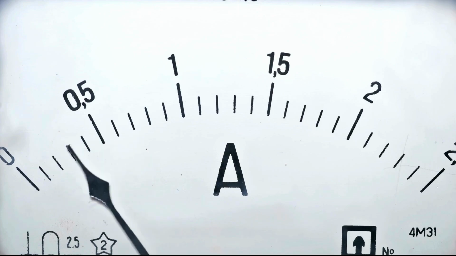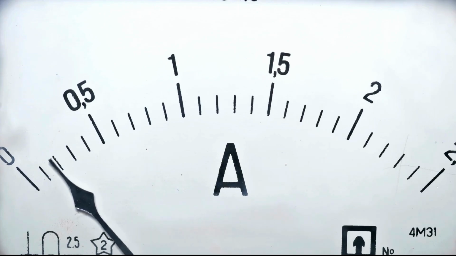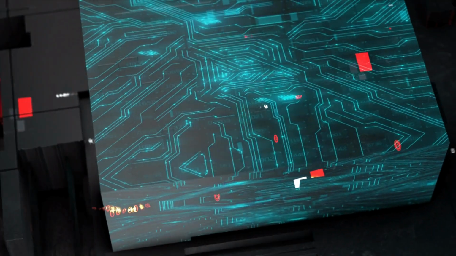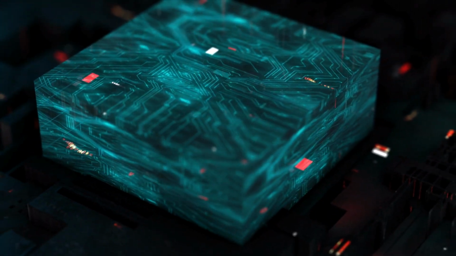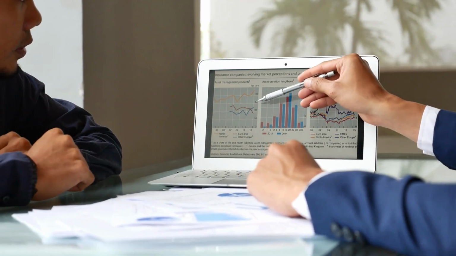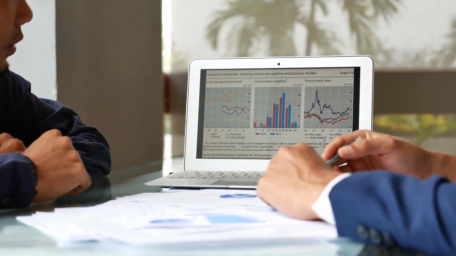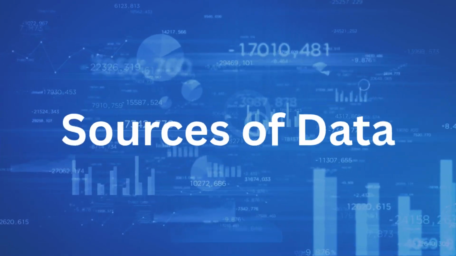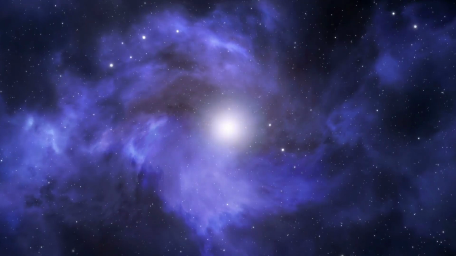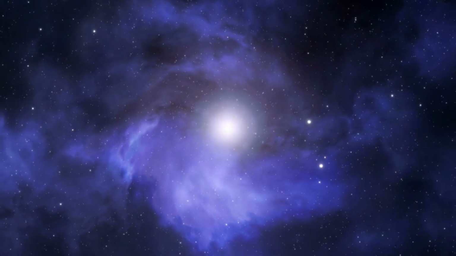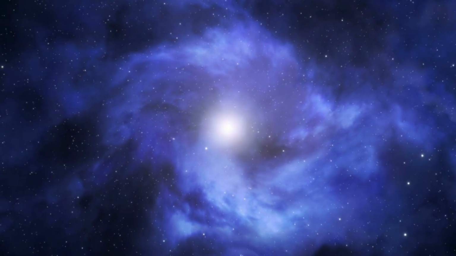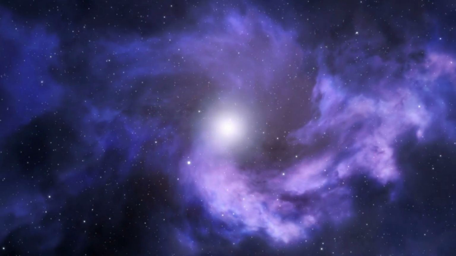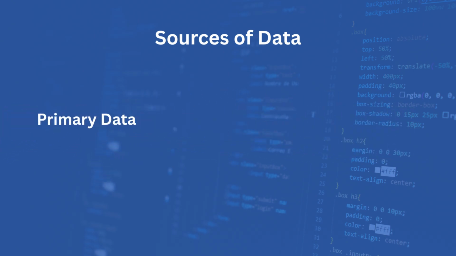Now, the next question arises. We are discussing data. We are going to work with data. We are saying data is a basic entity of statistics. Now, the question arises, from where do we get this data? What are the sources of data? In order to answer this question, we can come to one conclusion that there are two basic sources of data. First, the primary source of data, that is primary data.